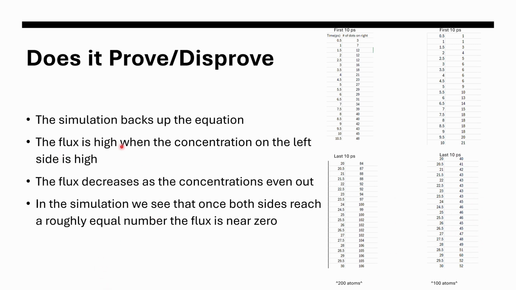So we see that when the concentration on the left is high, the flux is high, and the flux decreases as the concentration evens out, and that is proven in the simulation. Here at the end, we see it teeter around the halfway point, around 100 for the 200 atoms, and around 50 for the 100 atoms.